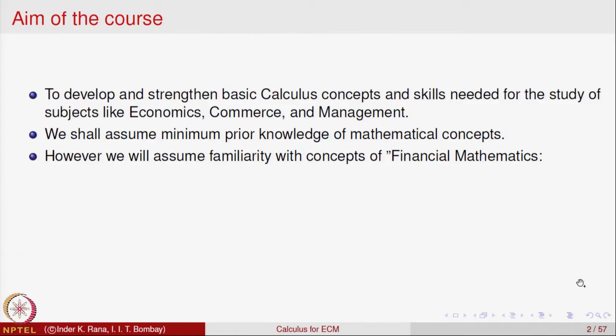However, there are a few things, as I said, we will assume that you are familiar with the basic concepts of financial mathematics, namely the percentage, what is the concept of percentage, how it is calculated, what it means and so on. We will also assume your knowledge about profit and loss. When things are bought and sold, there is a profit, there is a loss, how much percent profit, how much percentage of loss and so on, other things.